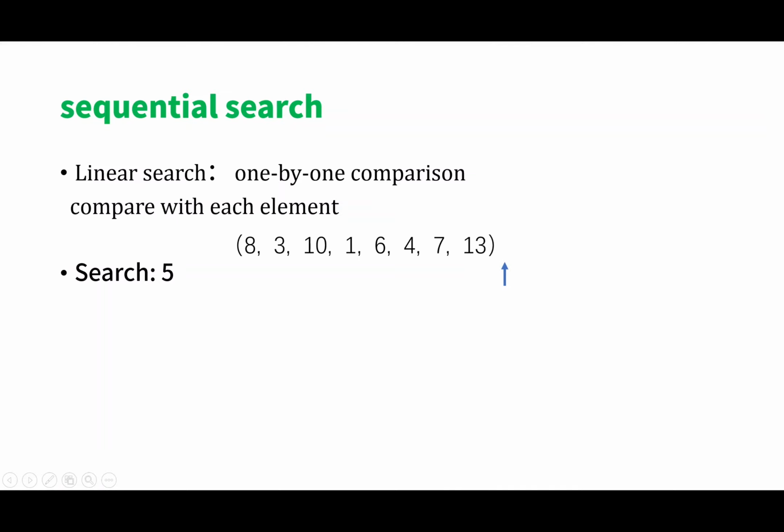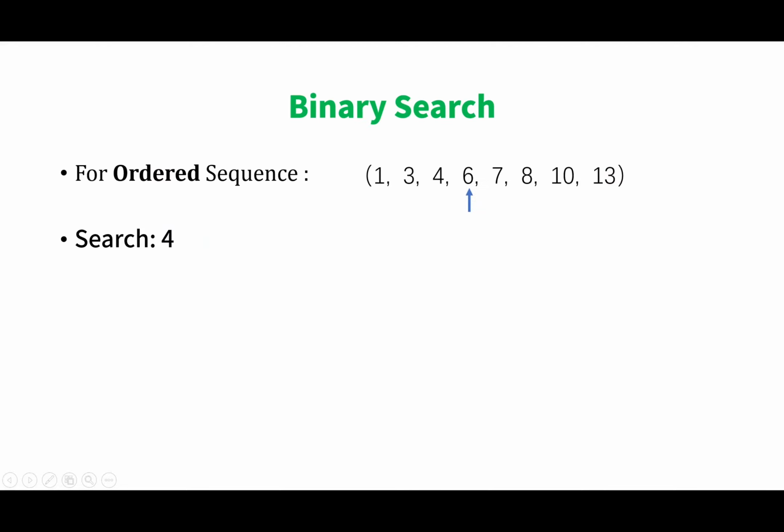The sequential search is very slow in time, because if the array has n number of elements, then we should compare n times with each element. So people invented another search method called binary search. Binary search is for ordered sequence. For example, this sequence is ordered from small to large.